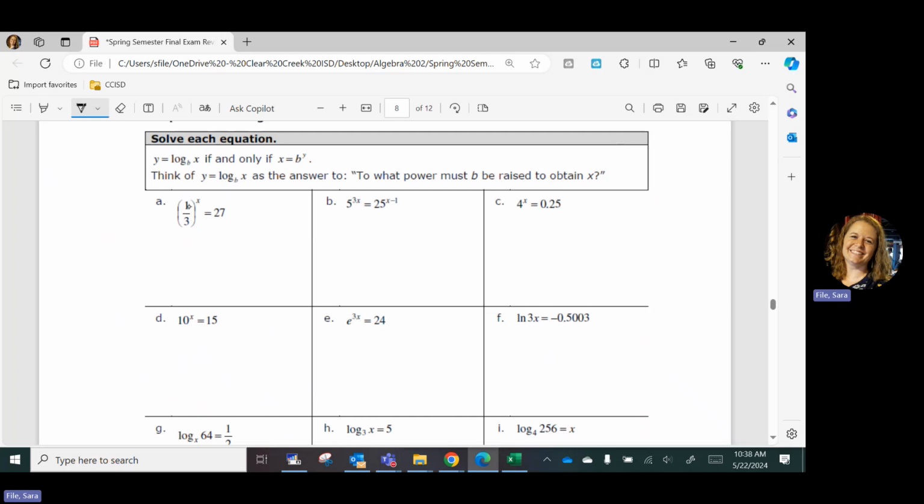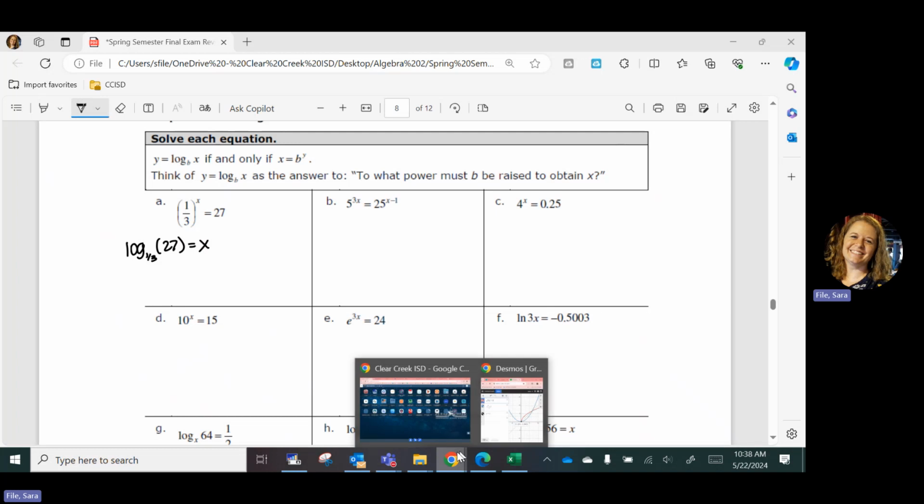Because I know that if I was doing it algebraically, this is not the way I would do it. But the fact that you get a calculator, this is the way I would do it. So the base is 1/3. So I'm going to do log base 1/3 of 27 equals x. And then you can simply type that in Desmos.